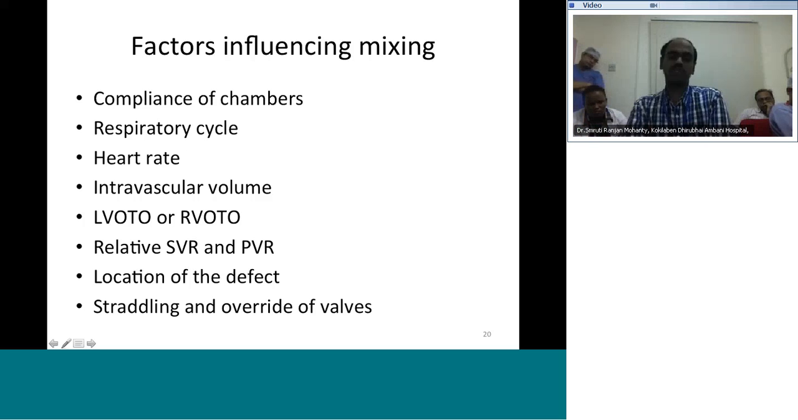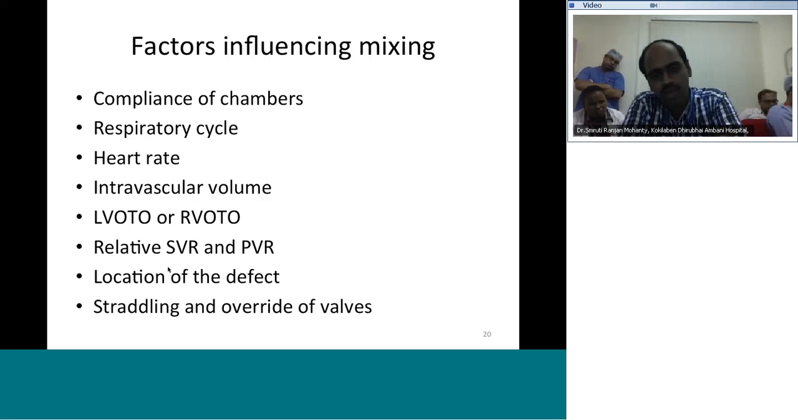Location of the defect. Let's assume that you have a perimembranous ventricular septal defect located in the subpulmonic location. When the RV pumps, the blood will go directly into the pulmonary artery. So it's a good direct right ventricle to pulmonary artery flow. On the other hand, if you have a Swiss cheese, apical muscular ventricular septal defect, the amount of mixing will not be so high.